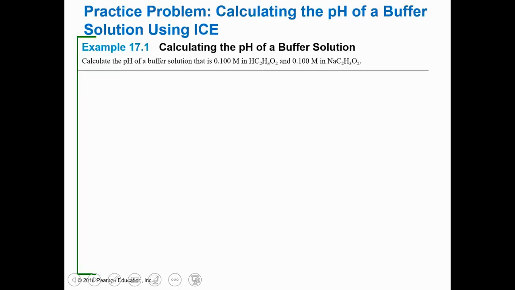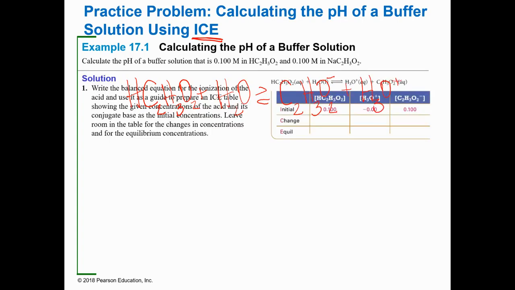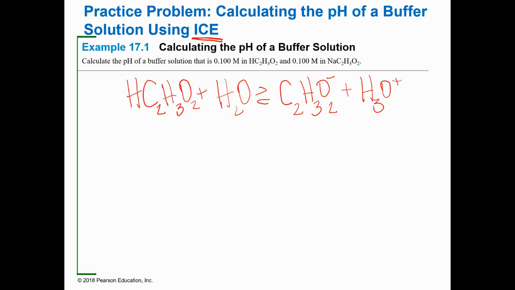All right, so we need to calculate our buffer solution using an ICE table, okay? The second way is easier, but we're going to do it this way first. Okay, so I've got HC2H3O2, and let's go with water, yields C2H3O2- plus H3O+. Okay, so that's the equation.